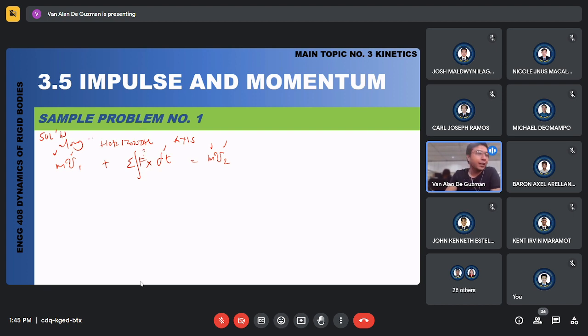Okay? So let's try to substitute yung mga values na meron tayo dito. So this one, considered na nga po siya as 0 kasi wala po tayong initial velocity starting from rest. So 0 plus, mag-summation ng f of x po tayo.